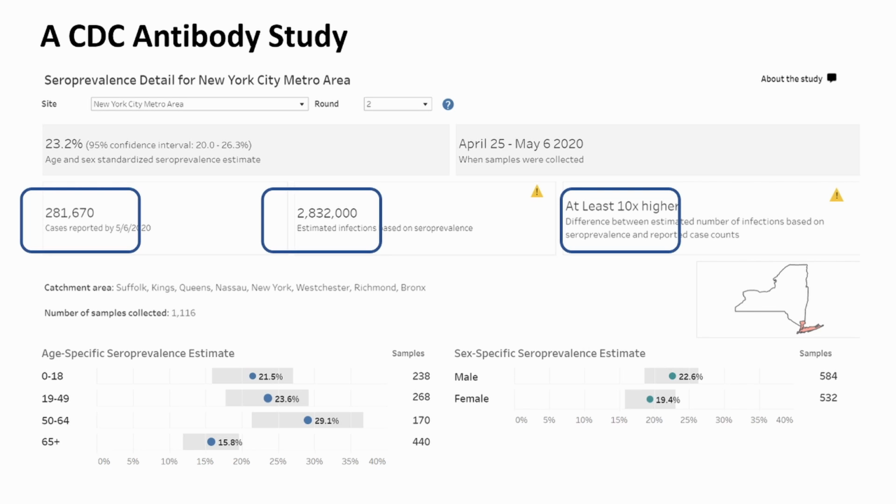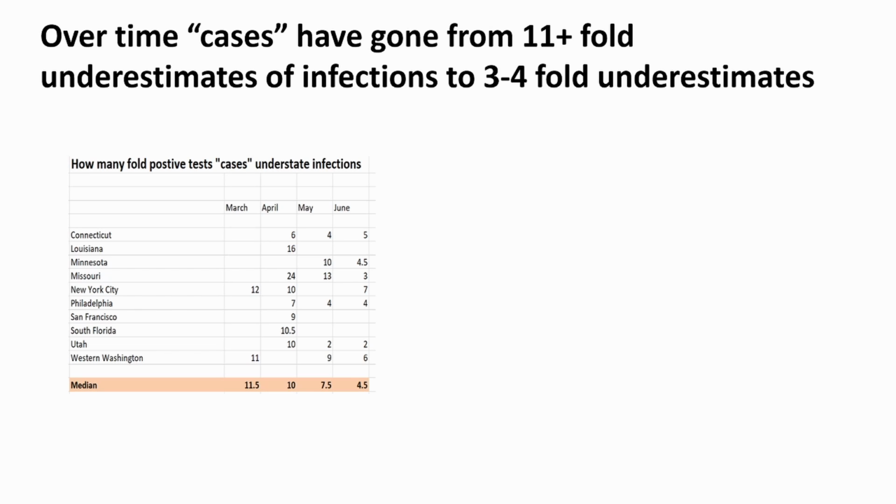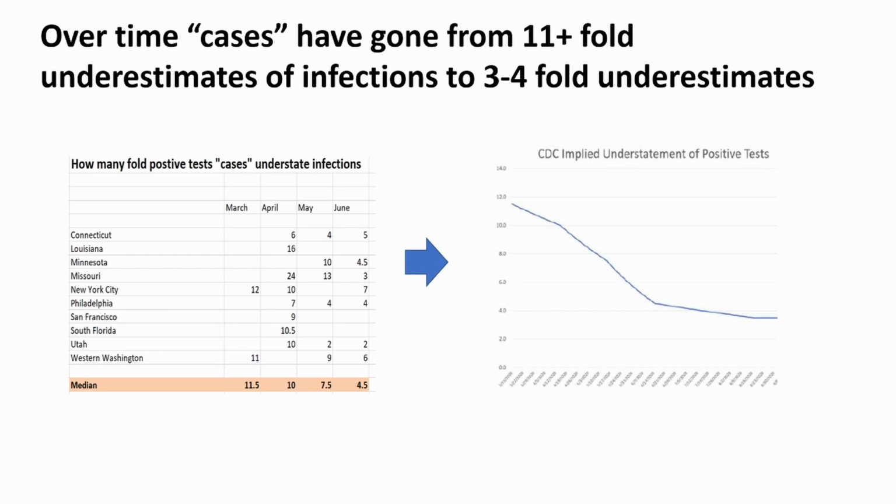It's in part because during this period, testing was difficult to obtain. So 9 out of 10 individuals that were infected with the disease never tested positive for the disease. Testing availability has changed a lot since March and April, so it shouldn't be surprising that the antibody tests conducted over time by the CDC suggested that the understatement of cases to infections is becoming smaller and smaller, from 11-fold to 10-fold to 7-fold to 4.5-fold. So today there's much more widespread testing, and the number of cases are closer to the number of infections than they were in the past.